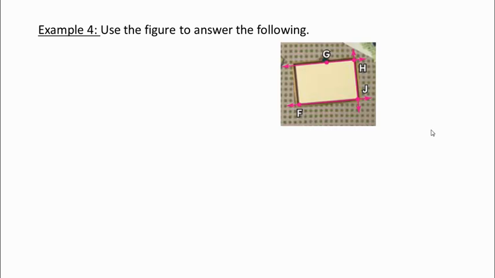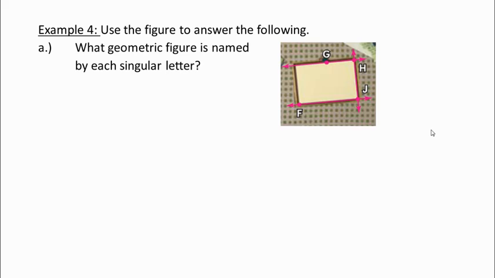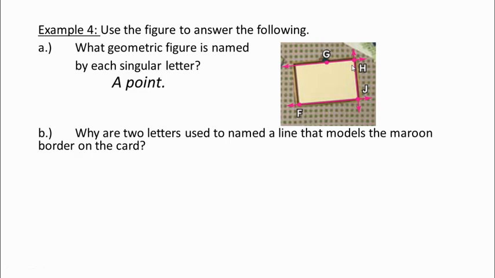Now I'm going to use the figure to answer these questions. What geometric figure is named by each singular letter? So I'm not asking about what shape this is. Each singular letter represents a point. Why are two letters used to name a line that models the maroon border on the card? Because you need at least 2 points to draw a line.